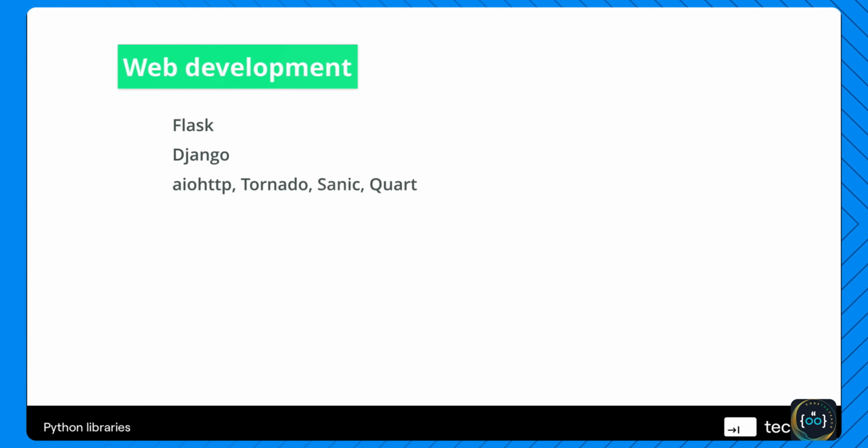Sanic and Quart are two new frameworks that actually don't have a lot of popularity yet, but they have been developed to be simple frameworks for web development that are asynchronous. They very much are similar to Flask in that regard, but they are asynchronous.